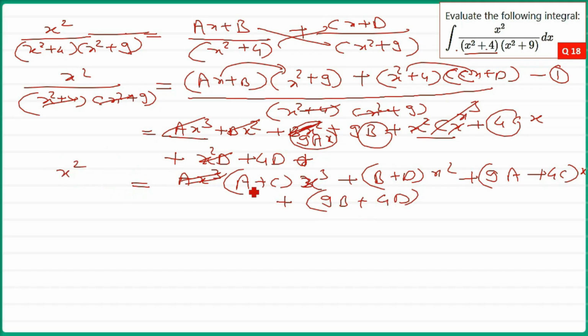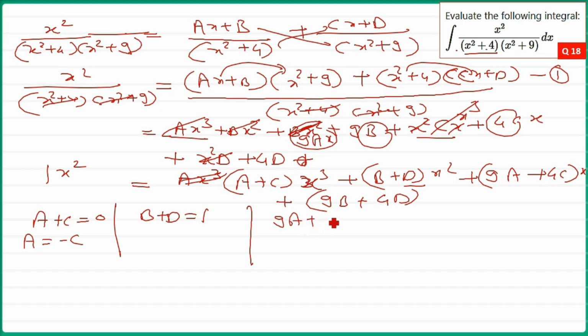Now if you compare it with the left hand side, only one value, which is b plus d x square, will be equal to x square. That is b plus d will be equal to 1. There is no other similar term on the left hand side. So every other thing will be 0. So a plus c will be 0. A will be equal to negative c. B plus D only will be 1 because there is only x square term on the left hand side. Now 9a plus 4c will be equal to 0, and 9b plus 4d, this will be equal to 0. So we have 4 equations here.